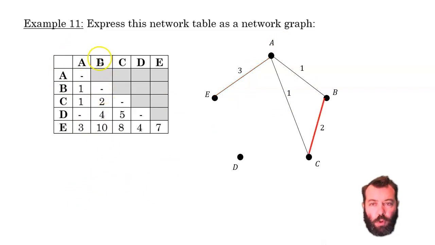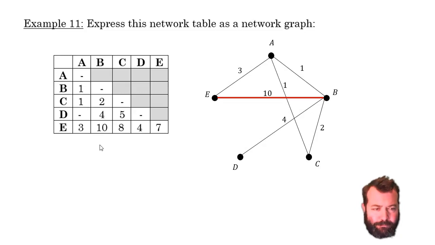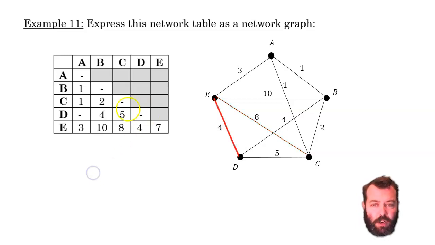Now, we'll work down the B column. Nothing from B to B. B to C is a 2, B to D is a 4, and B to E is a 10. We're starting to build this up now. Now the C column. You see I don't have to do C to A because I've already done A to C. Same with A to B. So C to D is 5, C to E is 8. Only a couple left now. D to E is 4.